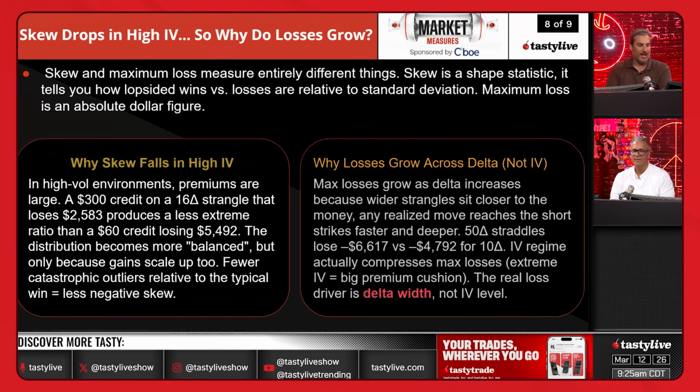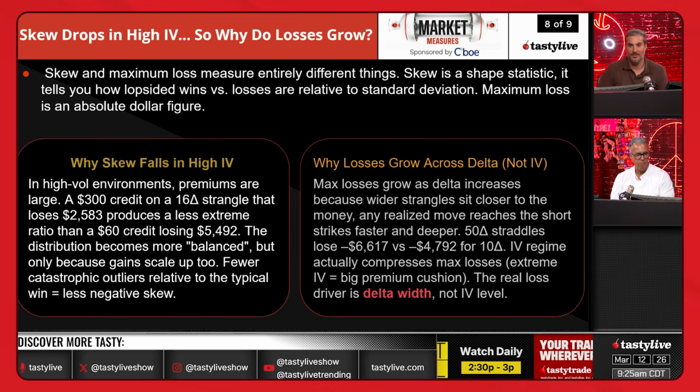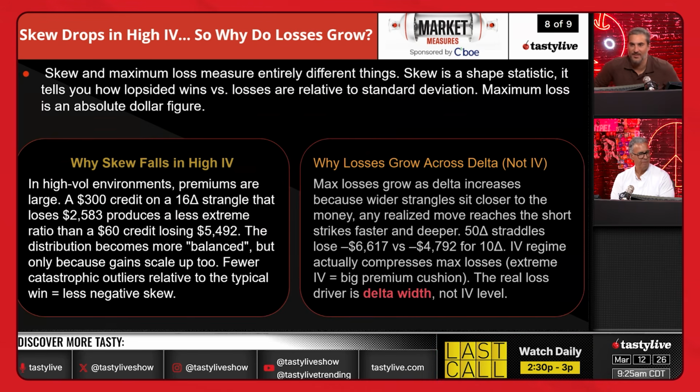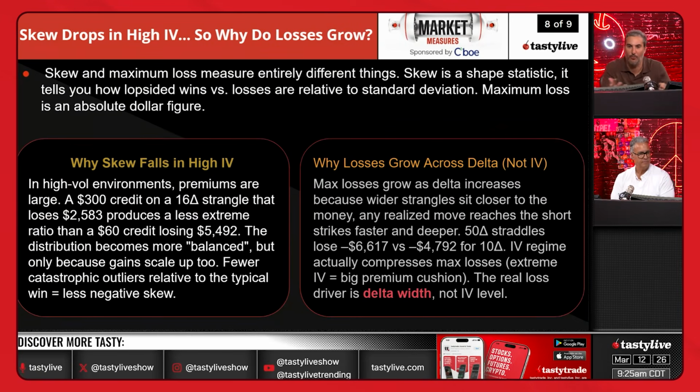So the skew and maximum loss measures are entirely different things. Skew is a shape statistic, which is looking at the distribution of the option prices. It doesn't really tell you much about the wins and losses here, and that's kind of what we were trying to do here. So why does skew fall in high IV? In high IV environments, premiums are large. That's the whole point. You're getting paid to take risk, and that risk is usually always overstated, right?